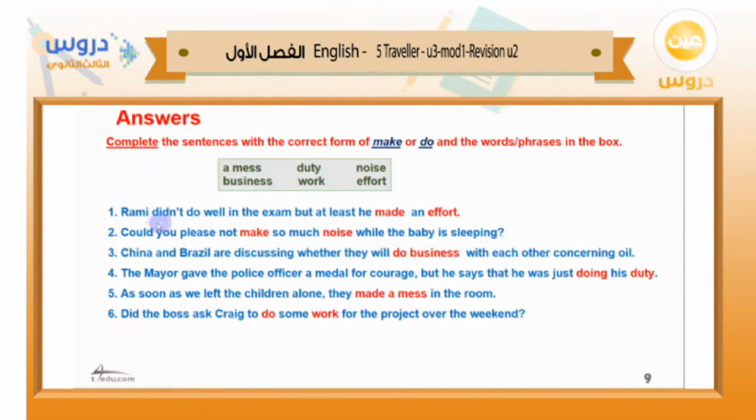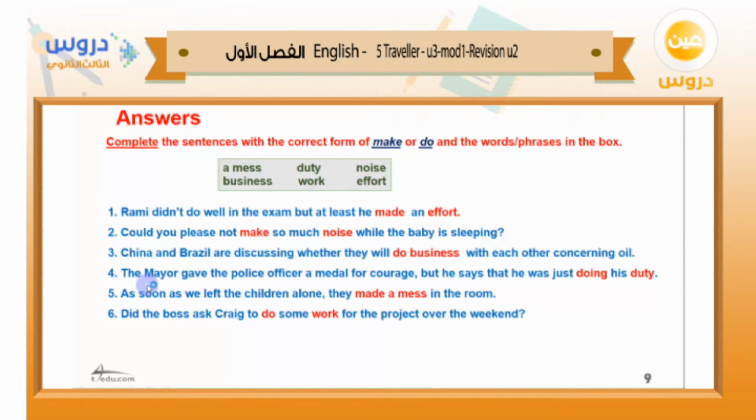So as you can see in the first sentence, we select make, but we write it in the right form. So the sentence again will be, Rami did not do well in the exam, but at least he made an effort. And the second sentence, could you please not make so much noise while the baby is sleeping? Number 3, China and Brazil are discussing whether they will do business with each other concerning oil.